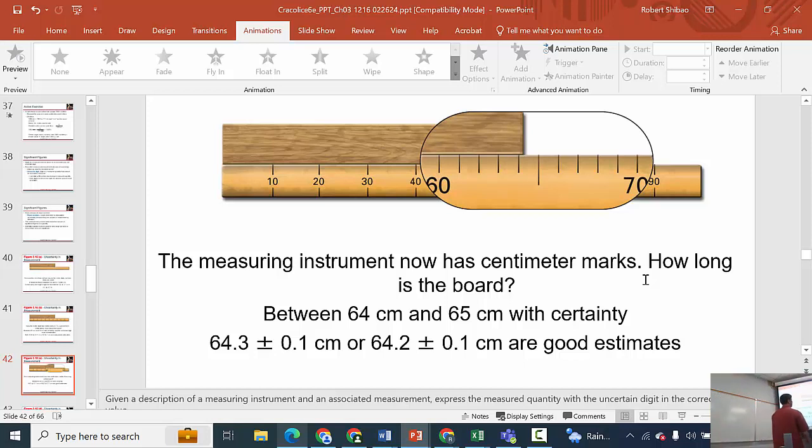And the range, they're saying 64.2 plus or minus 0.1. So that would be 64.1 to 64.3 in that range. So that's okay too. Or you could do half that if you want to be more exacting.